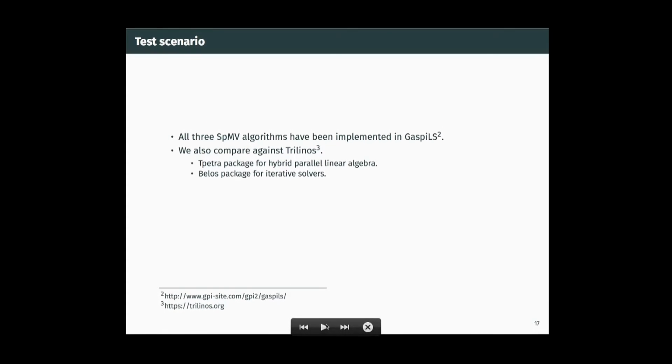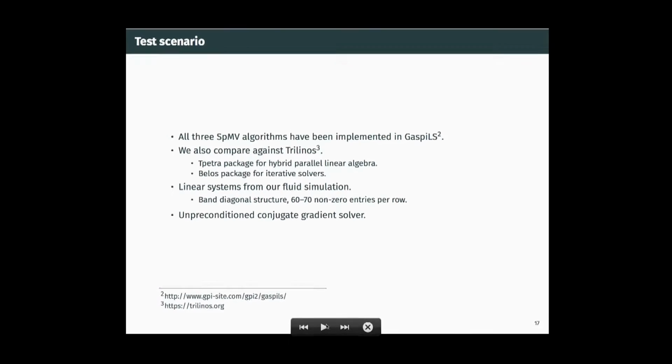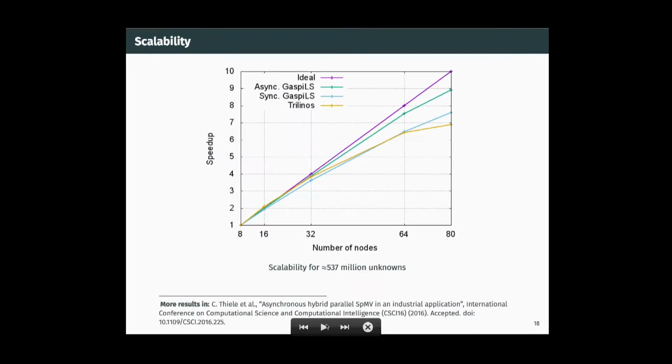So we implemented all 3 of these algorithms in a library called GasPLS, and we also compare against Trilinos, more specifically the hybrid parallel conjugate gradients implementation within Trilinos. And we applied all of these solvers to linear systems, again from our fluid simulation, which have a band diagonal structure with around 60 to 70 non-zero entries per row. And we used an unpreconditioned conjugate gradient solver simply because we're only interested in computational performance rather than convergence, at least for these experiments.